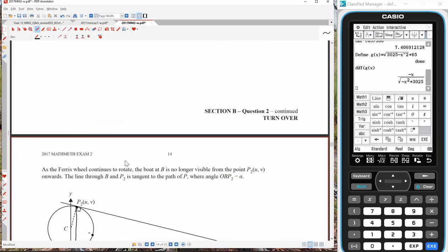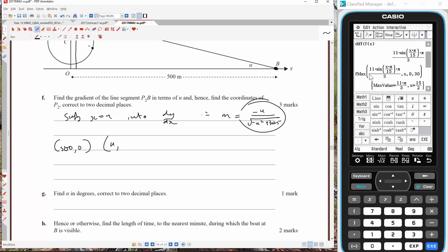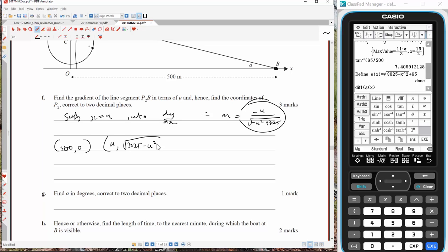So that was somewhere up here. Where did I write it down? Root 3025 take away u squared plus 65. So what we're going to do is basically do the rise over the run, or y2 take y1 over x2 take x1 for these, equate it to that and solve for u. Okay, so we're basically letting the gradients equal each other. The gradient of the tangent equals the gradient of this line.